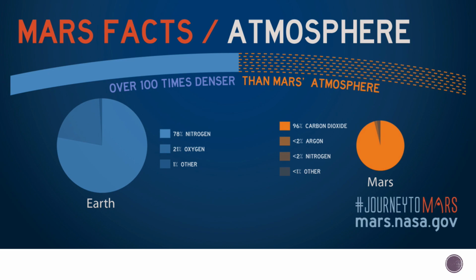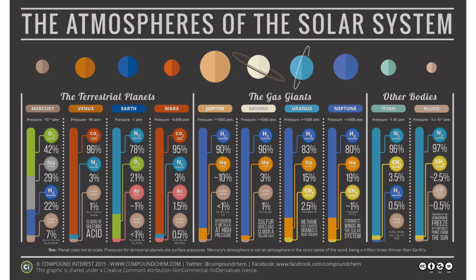It's the side effect of us breathing, so we would not want to be breathing that in. The other thing is that our atmosphere is a lot more dense than the atmosphere of Mars, over 100 times more dense according to NASA here. But that's just one planet. Now let's look at all of the planets to wrap up this presentation.